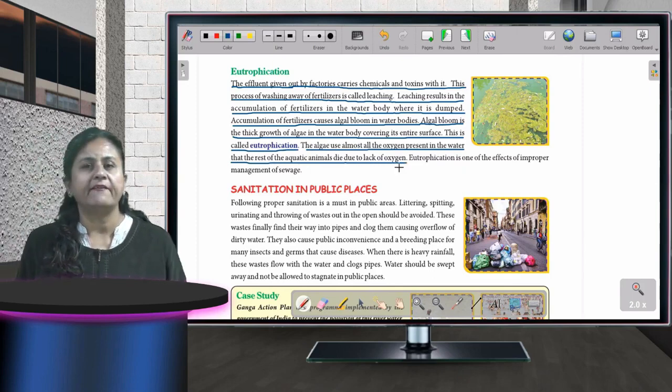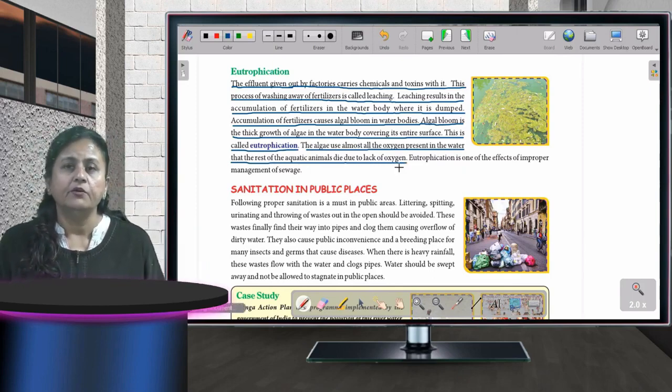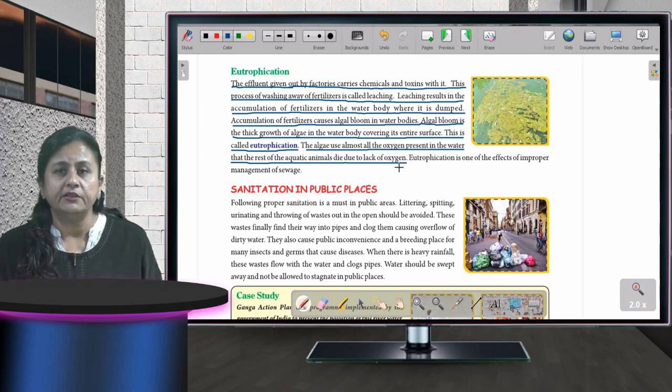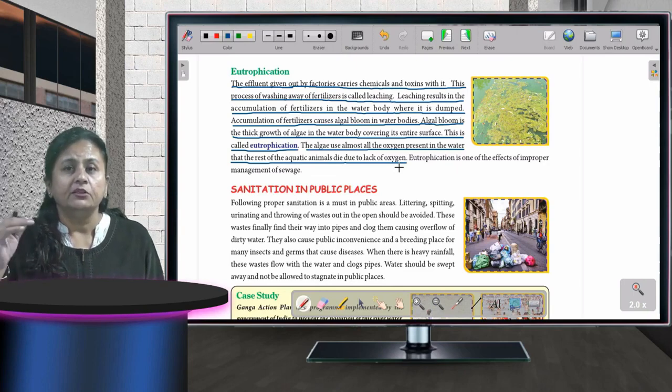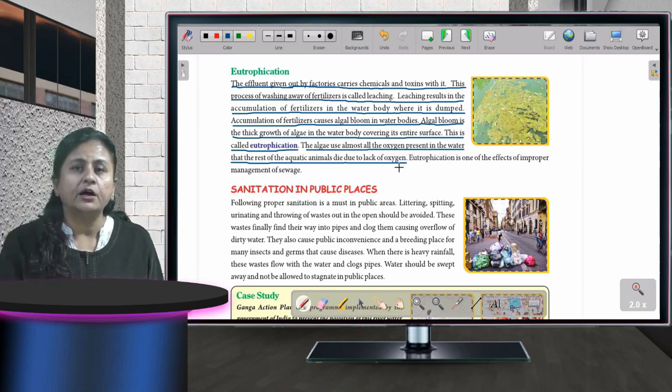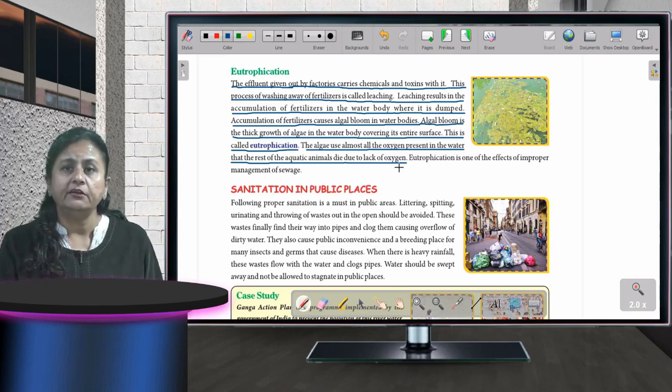Now what is happening, as all the fertilizers are washed into the water, wherever this water is collecting in the lakes and ponds, due to this increase in the fertilizers, algae starts growing over there, and this algae is using all the oxygen of the water, which was actually to be used by the plants and other animals inside the water. As the algae is there, the oxygen content of that water goes down, and due to which the other plants and animals in the pond or the lake die.